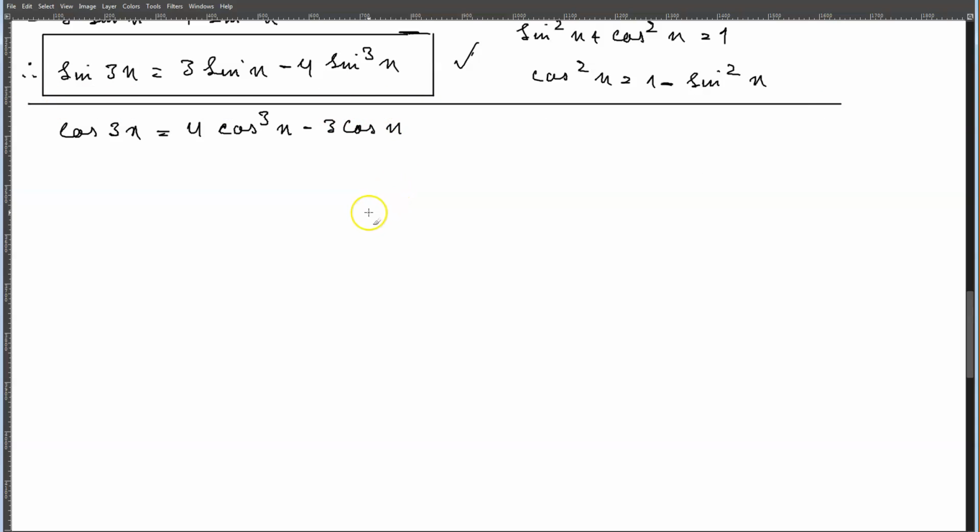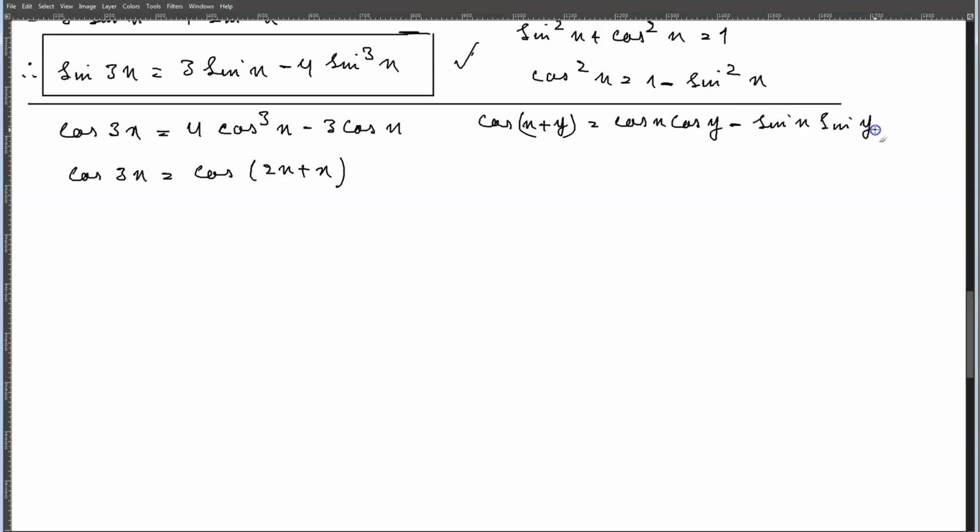Now, to prove this, you can say that cos of 3x is equal to cos of 2x plus x. Now, you know that cos of x plus y is equal to cos x cos y minus sin x sin y. So I can write this as cos 2x times cos x minus sin 2x times sin x.